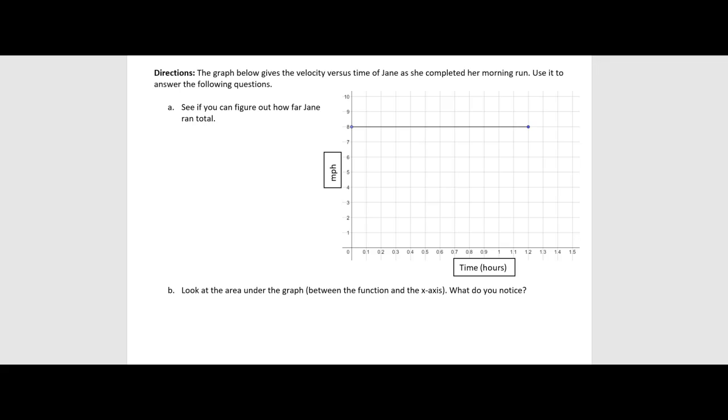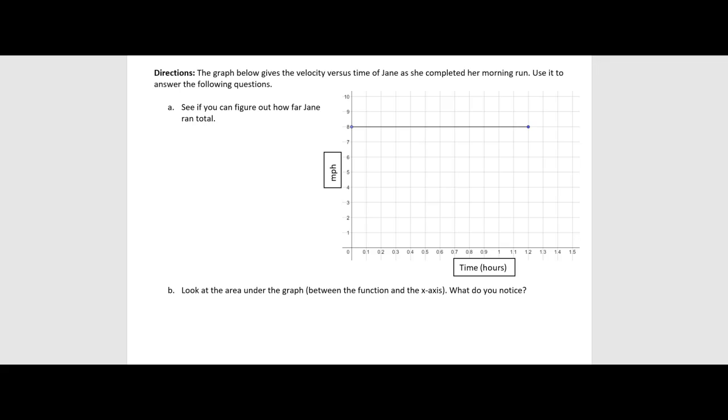Okay, so it says the graph below gives the velocity versus time of Jane as she completes her morning run. Use it to answer the following questions. First one being, see if you can figure out how far Jane ran total. And the second, well, we'll get to the second one in a second. So her velocity is given by the y-axis, and because we have a horizontal line, that means her velocity is constant for the entire run. So it doesn't change. She starts off running at 8 miles per hour, and she finishes running at 8 miles per hour. And it looks like she runs for 1.2 hours total.